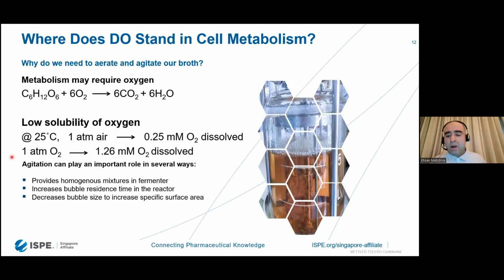This is why in aerobic fermentation and cell culture, we depend heavily on a homogeneous mixture and a good mixing strategy in stirred tank bioreactors, and also good aeration techniques, and make sure that we have a very robust CFD. Inside the stirred tank bioreactor, the bubble residence time is maximized and the bubble size is minimized so that we have maximum specific surface area and do not have heterogeneity, because we are so limited in providing oxygen at such low solubilities for our fermentation.